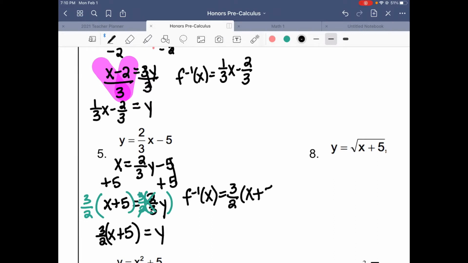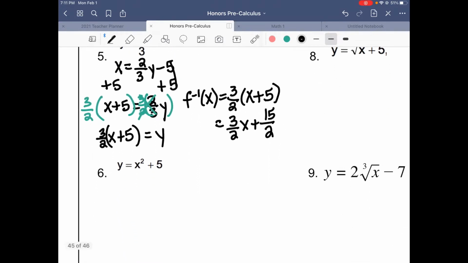So that's going to give me 3/2 times (x plus 5). But again, if you do simplify, that's okay. And if you distribute, make it 3/2 x, and then 3 times 5 is 15, so plus 15/2. So either one of those will work.